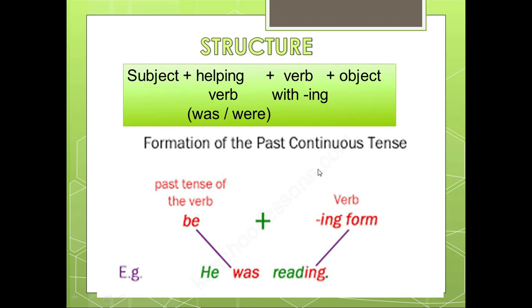In past continuous tense, this helping verb is basically the form of be, and we use was and were. The past form of be is was and were, and with the verb we have to use ing. Like here you can see the example: he was reading. He is the subject, was is the helping verb, and reading is the main verb, the action verb, and we have used ing with it. So this is the basic formula for writing the structure of past continuous tense.